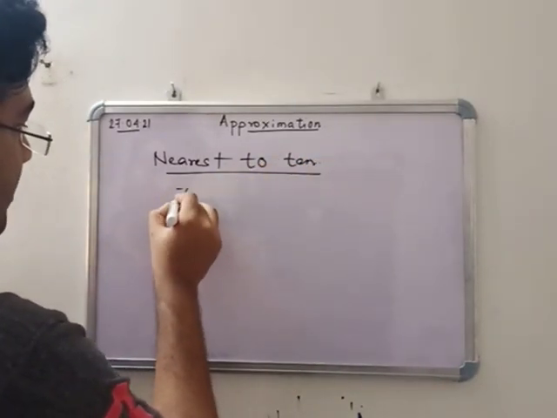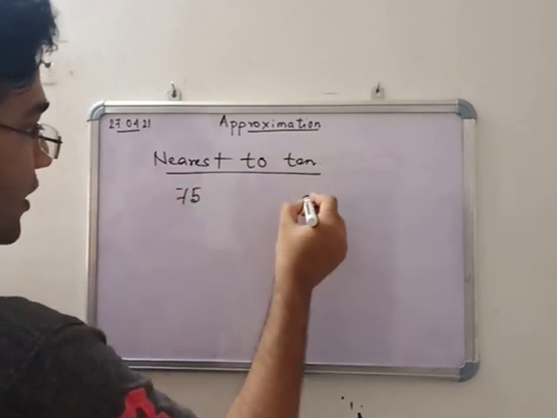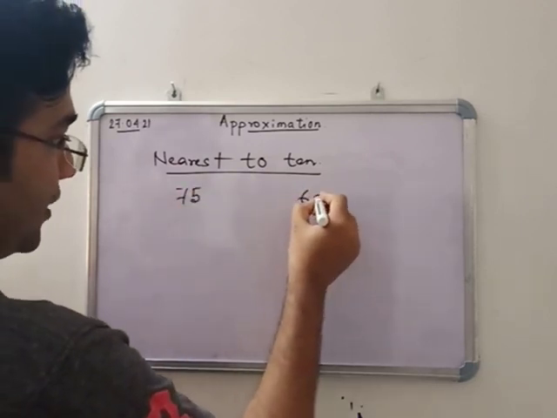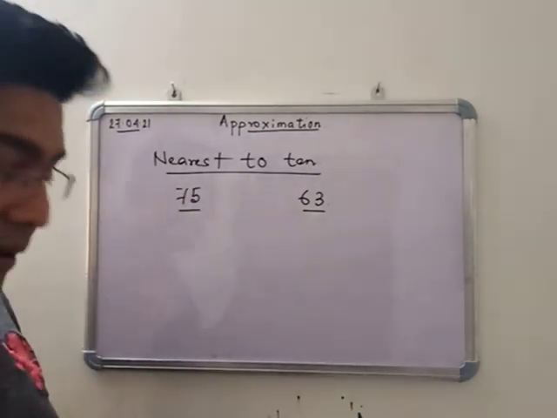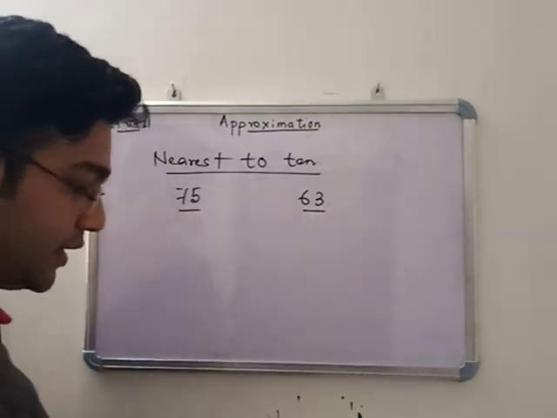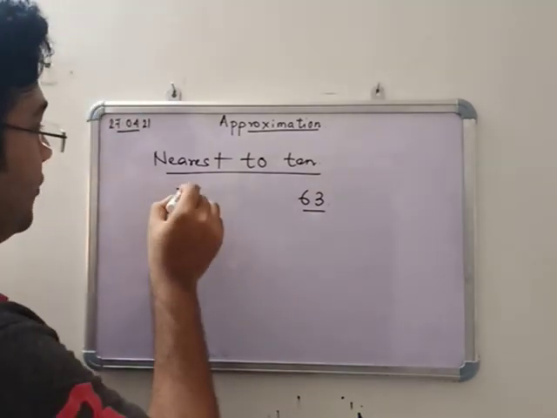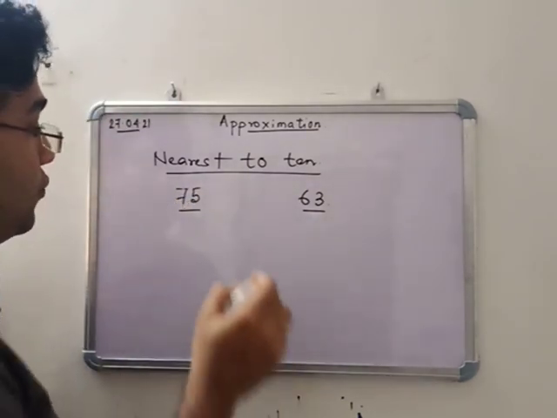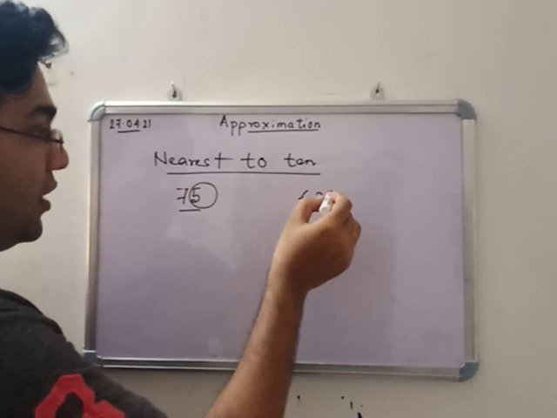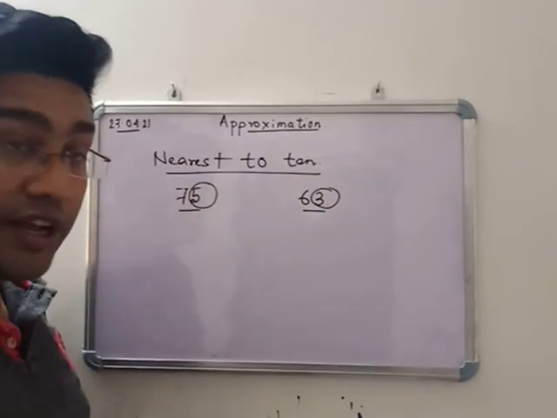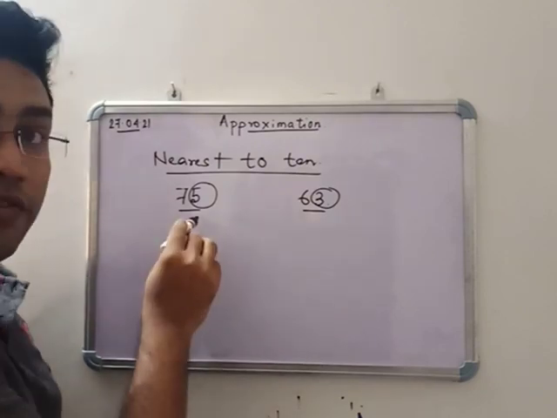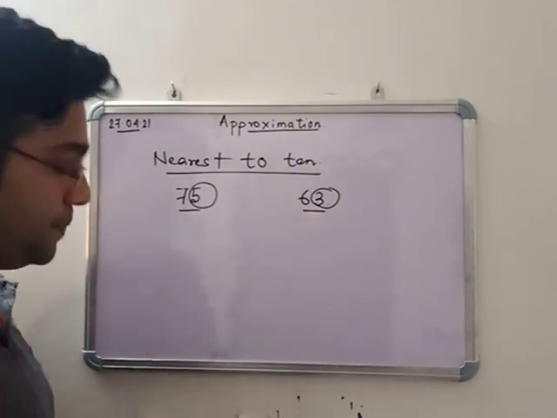I am choosing two numbers here. One is 75 and one is 63. Two numbers are there. First we look at the ones digit of the given number. Here it is 5 and here it is 3.